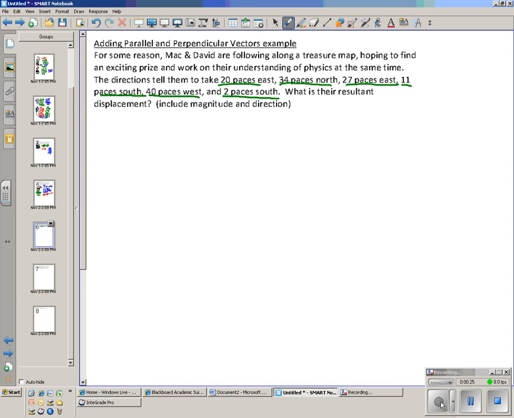What we could do is notice that they're all on north, south, and east-west directions. So you could do this real simply by saying, okay, there's 20 paces east, another 27 paces east, 40 paces west, and my resultant on this axis at least, it's just adding and subtracting, that would be 7 paces.